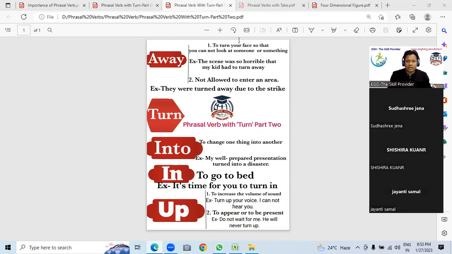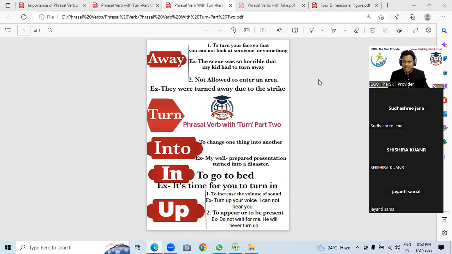Okay. The next meaning: not allowed to enter an area. Suppose there is a curfew in an area. A curfew is going on, Section 144 has been imposed. So what do you have to do? You are not allowed to go. Those who have been in Bhubaneswar can find this out: whenever the legislative assembly, Vidhan Sabha, is in session, most of the time this entire area is cut off so that no untoward incident happens. So they are turned away, meaning they are not allowed to enter.